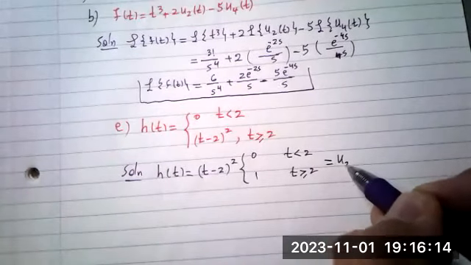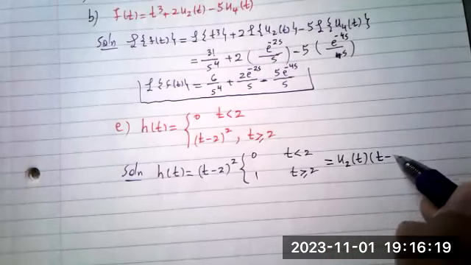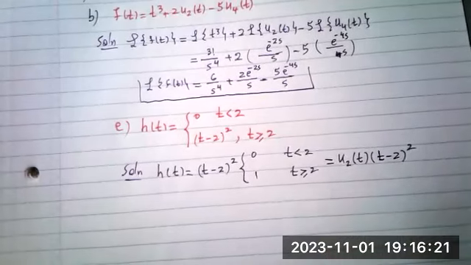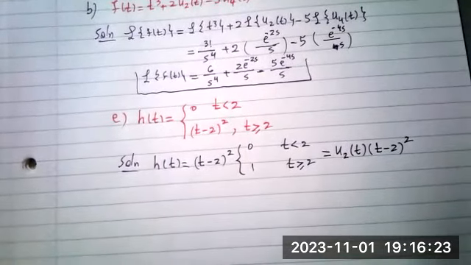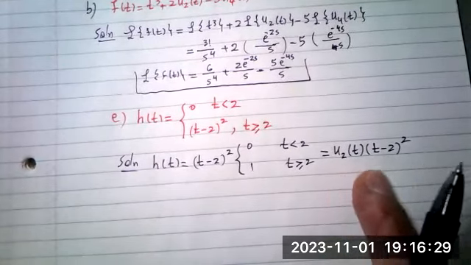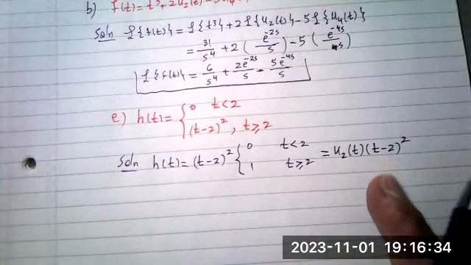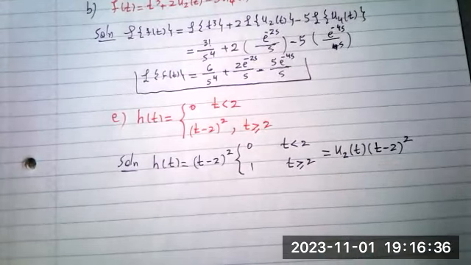Is u2(t), t minus 2, all squared. Now it's ready for the action. Because this is u(t), your function, you see, this is automatically f of t minus 2. Drop the 2, the function is t squared. It's the way we do it. This is one way to do it.